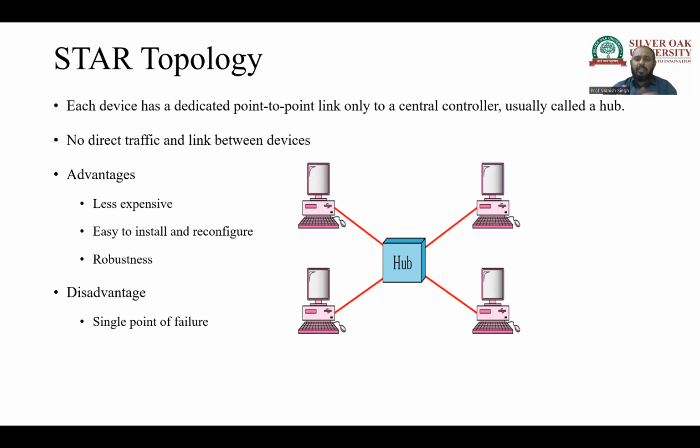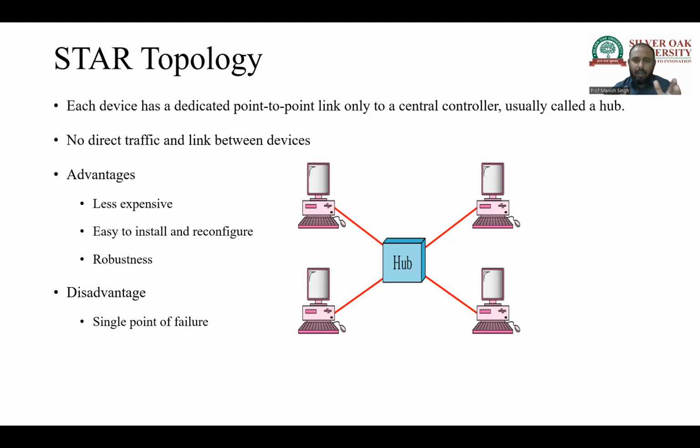Star topology, you can see the figure. From the figure, you can understand why it is called star topology. Because in this figure, there is one central device that is called hub, and all the devices are connected to the central device. This is why it looks like a star. That's why it is called star topology.